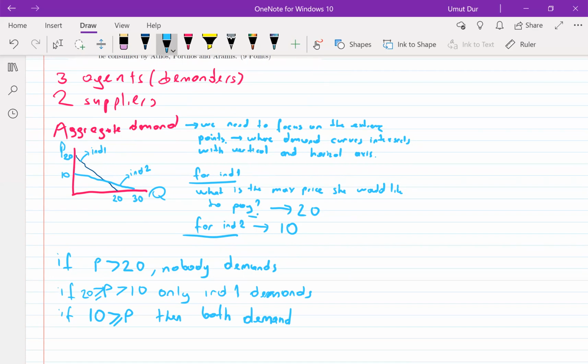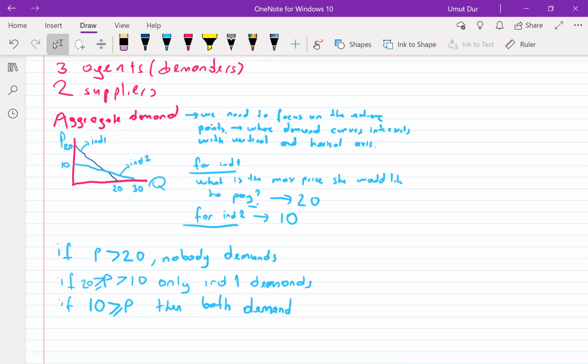So what will be the maximum quantity that they will demand? Let's think about it. When the price is 0, individual 1 is demanding 20 and individual 2 is demanding 30. So the maximum amount that will be demanded is 50.